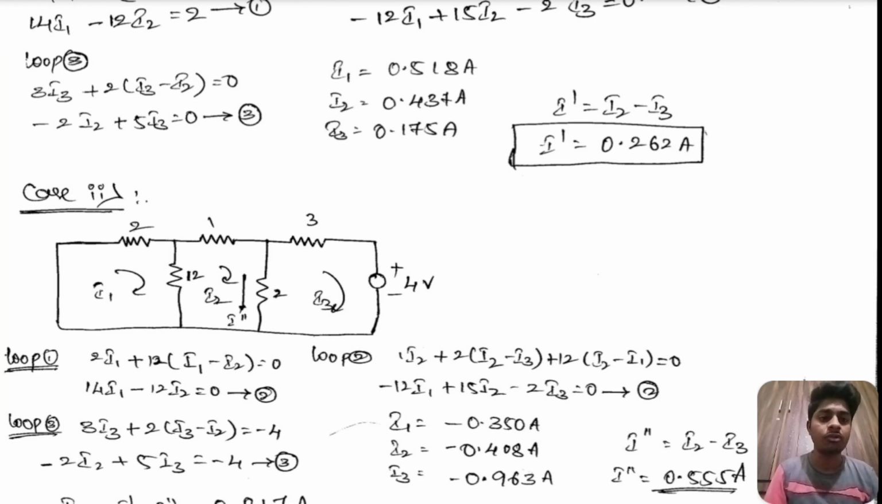In case 2, we take the 4 volts source and make the 2 volts source short circuited. By applying KVL for loops 1 and 2, we get I1 equals 0.350 amperes, I2 equals minus 0.408 amperes, I3 equals minus 0.963 amperes. Now I double dash equals I2 minus I3, which equals 0.555 amperes.